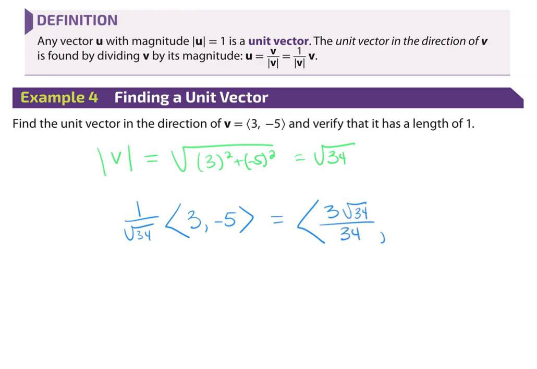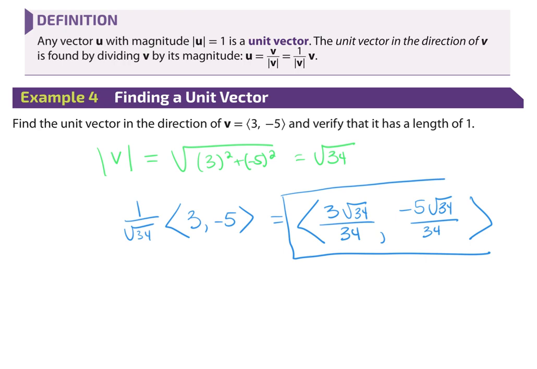And then negative 5 over the square root of 34. But again, if we rationalize it, it looks like this. All right, and so that is my unit vector. Now this is saying that all the unit vectors should have a magnitude of 1. So you can actually check this by checking its magnitude. You can check the magnitude of this. This is the unit vector.